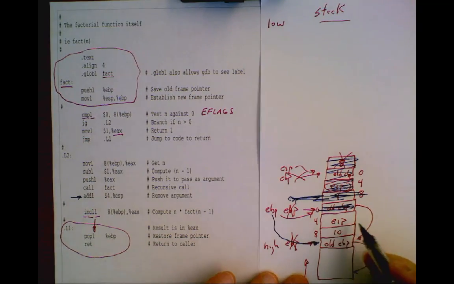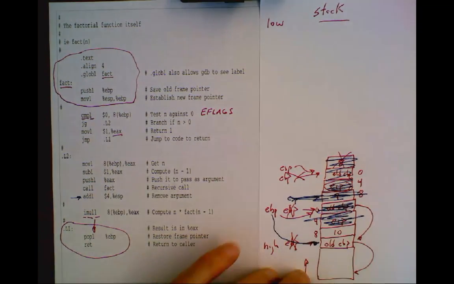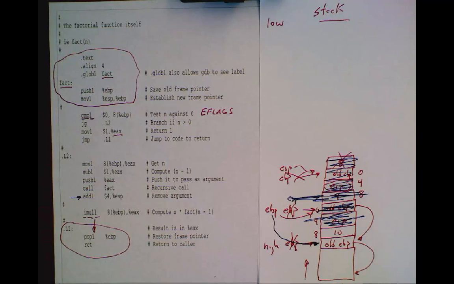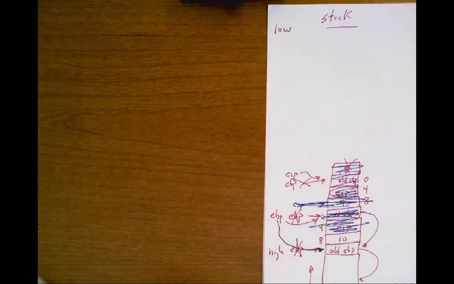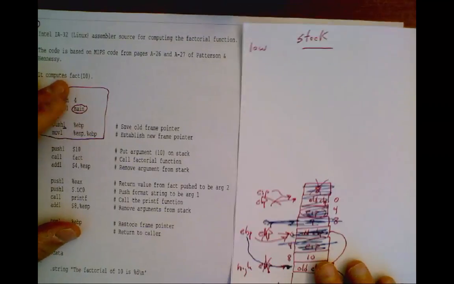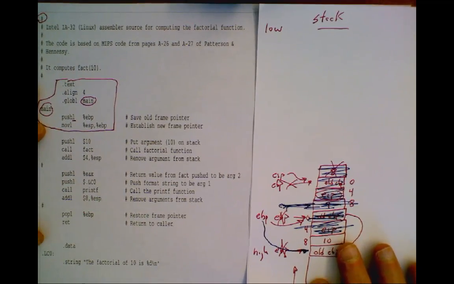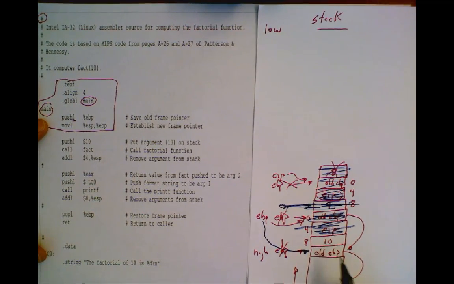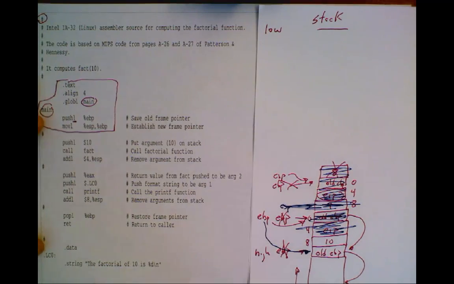And then the return instruction is going to pop off the EIP, leaving 10 still on top of the stack. Okay, at this point I'm returning back to main now. So I got to go back to the other code. I'm back executing in main. I've got 10 on top of the stack. My frame pointer points here.